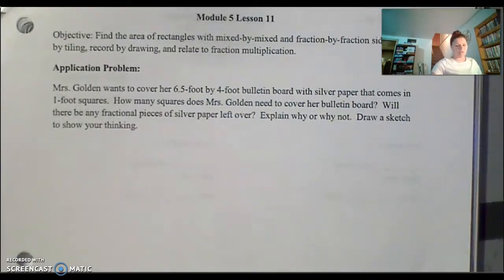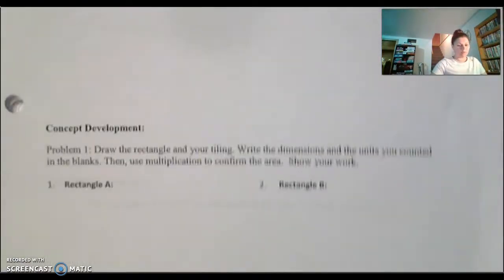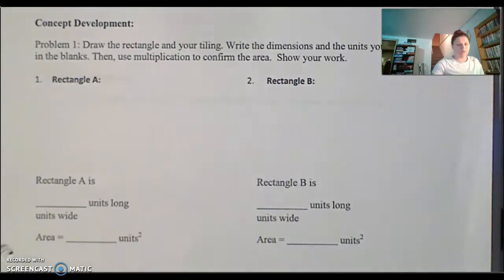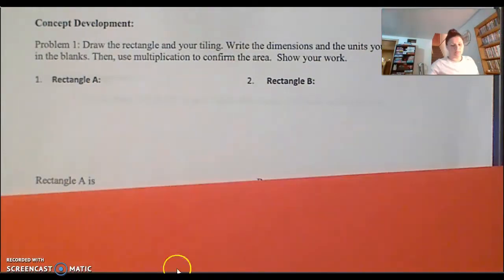We're going to zoom in here. And here are our first two problems. So, again, the directions say to draw a rectangle and you're tiling. So we're going to draw how we're tiling. We're going to use area equals length times width. Write the dimensions and the units you counted by in the blanks. Then use multiplication to confirm the area. So, let me zoom out.